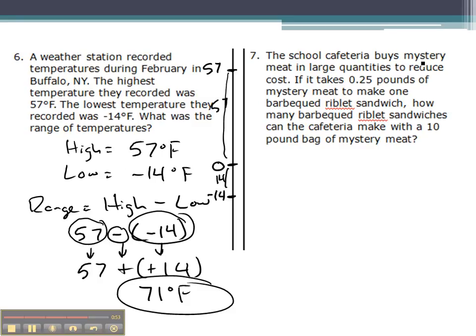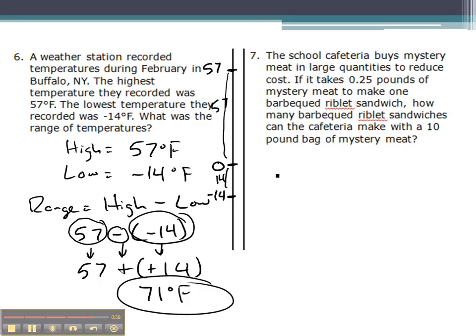The school cafeteria buys mystery meat in large quantities to reduce cost. If it takes 0.25 pounds of mystery meat to make 1 barbecued riblet sandwich, how many barbecued riblet sandwiches can the cafeteria make with a 10-pound bag of mystery meat?